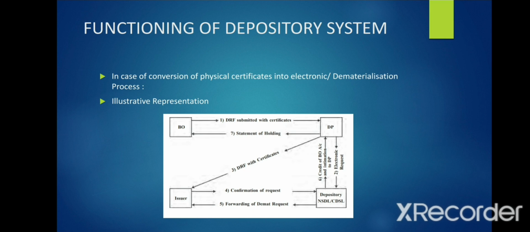beneficial owner submits demat request form in triplicate and certificates to depository participant. Depository participant enters the demat request in its system and sends it to depository. Depository participant dispatches the physical certificates and copy of demat request form to the issuer.